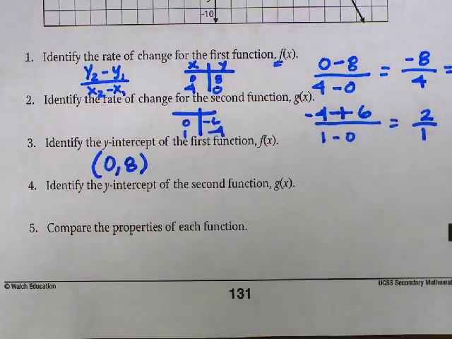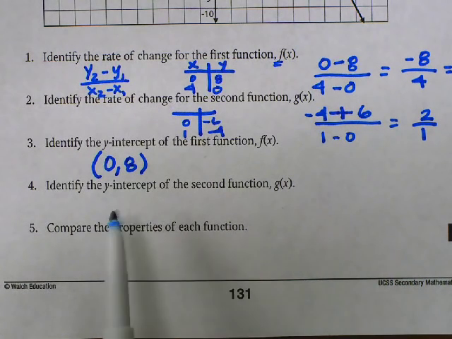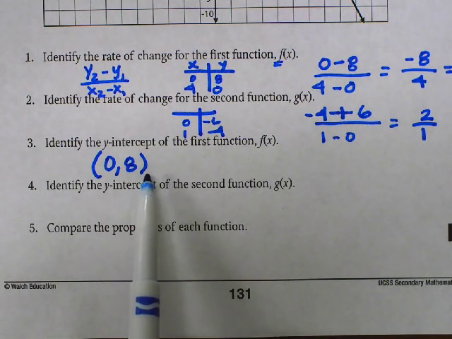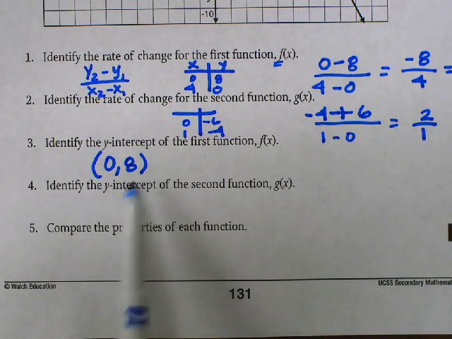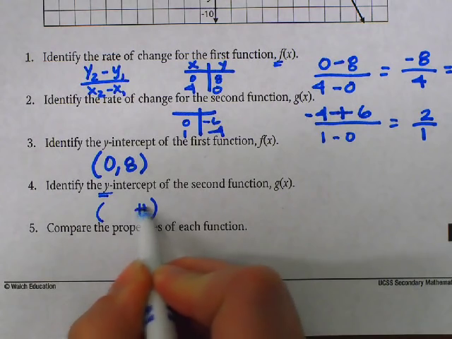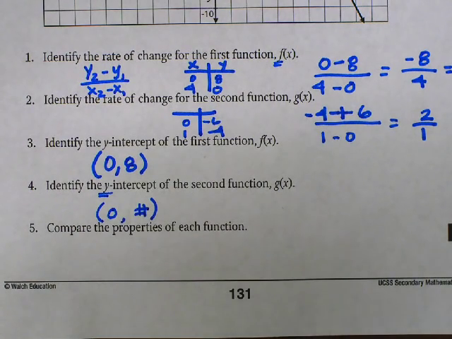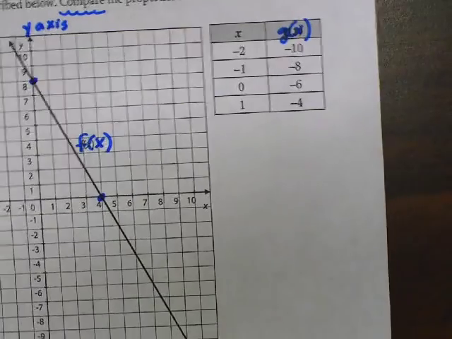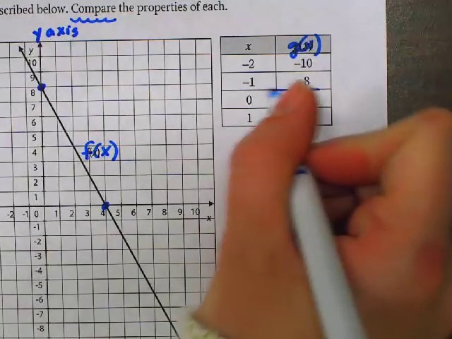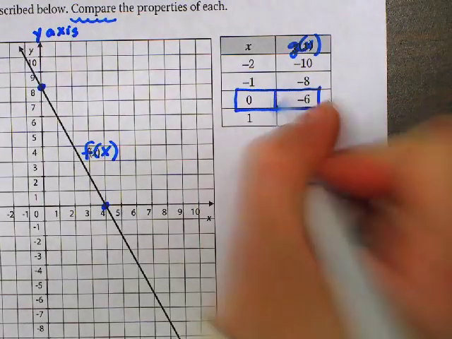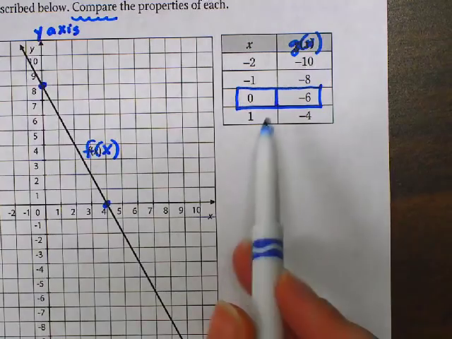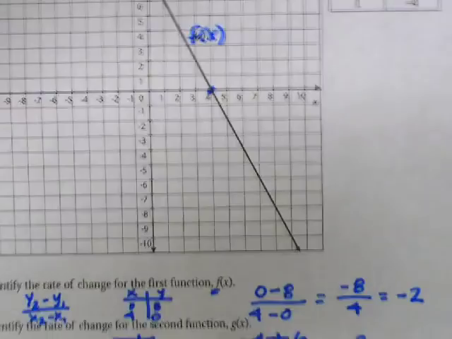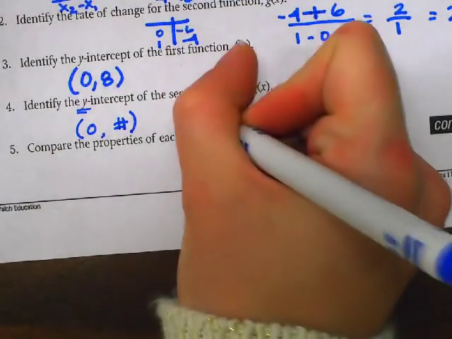And the nice thing about doing the graph first is it reminds us of our pattern. Intercepts always are 0, a number, or number, 0. Looking at this, I know that my y-intercept should have the number on the y side. So when I look at my table for g of x, I'm looking for a 0 on the x side and a number on the y side. So it turns out my y-intercept's right there in the table. 0, negative 6.